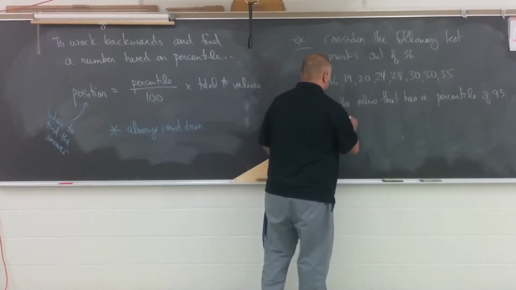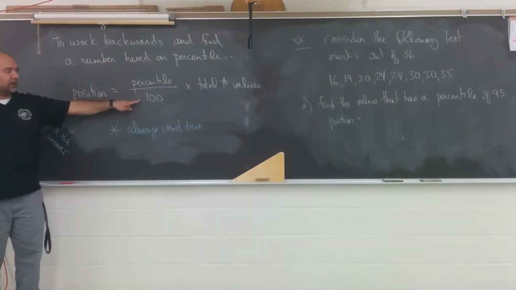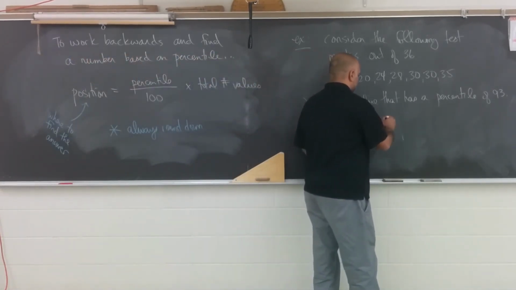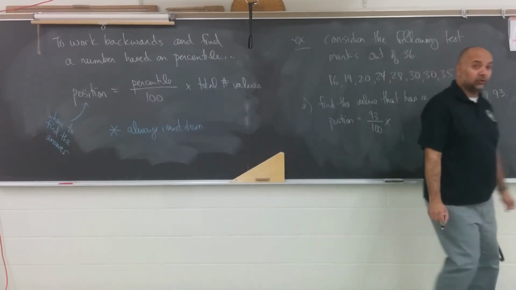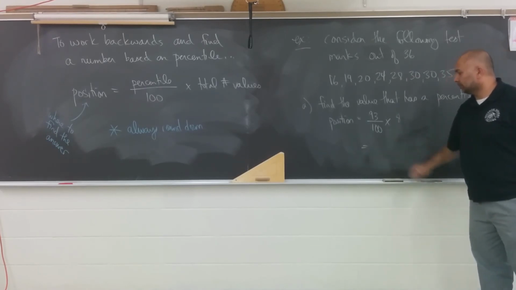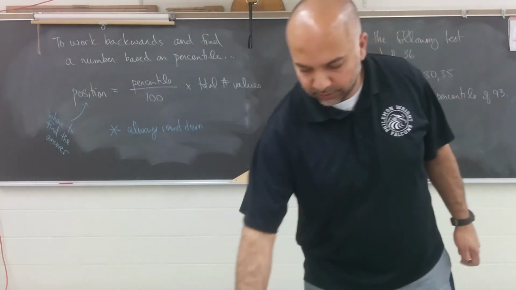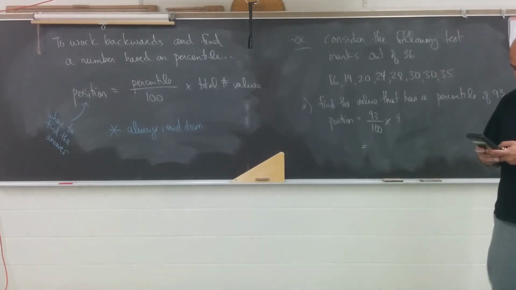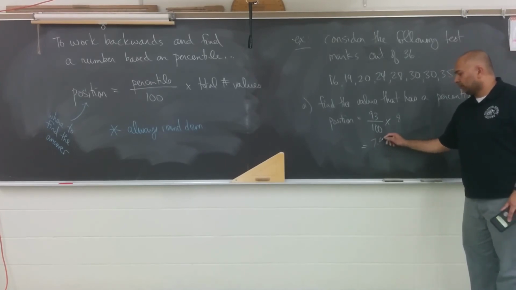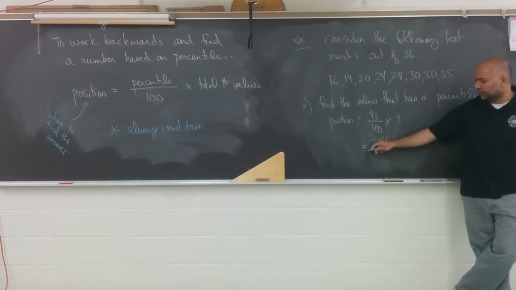I'm not going to write that down, but we have it over there. Let's just go right into it. Position equals percentile divided by 100 times the total number of values. Percentile is 93 divided by 100 times the total number of values, which we said earlier was 8. We have 8 numbers here. So we do 93 divided by 100 times 8. I think we can all do that. You don't have to worry about brackets or anything else. When you do that, you get 7.44, which is wrong. You don't get 7.44.